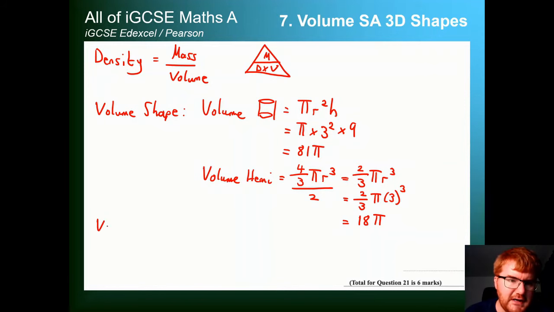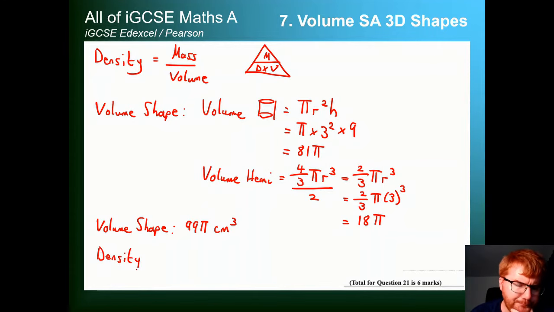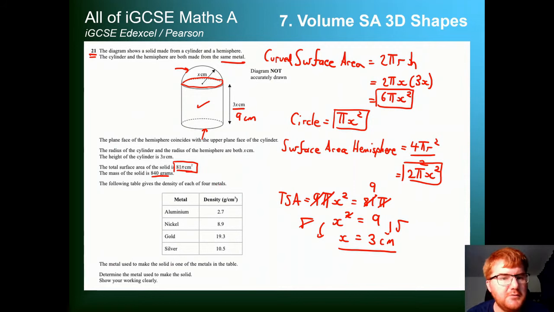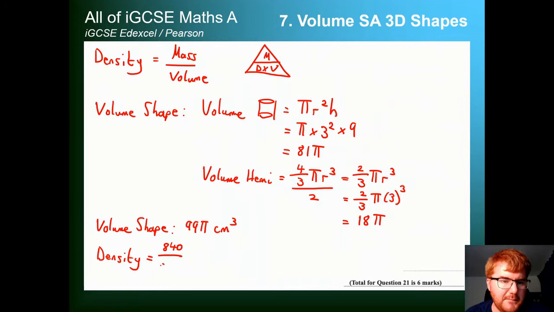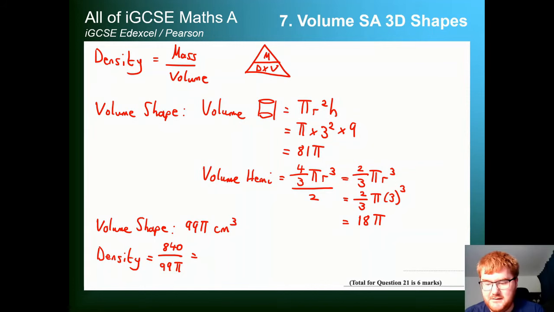So the volume of the shape, and this is in centimeters cubed or cubic centimeters, is going to be equal to these two added together, so that's 99 pi centimeters cubed. Okay, so if we want to work out the density at this point, then we've got the mass. Notice you always have to check the units here. Mass is in grams, this is in grams. Cubic centimeters, this is in cubic centimeters. So the density will be equal to 840 divided by 99 pi. And this is finally where we actually have to use our calculator.